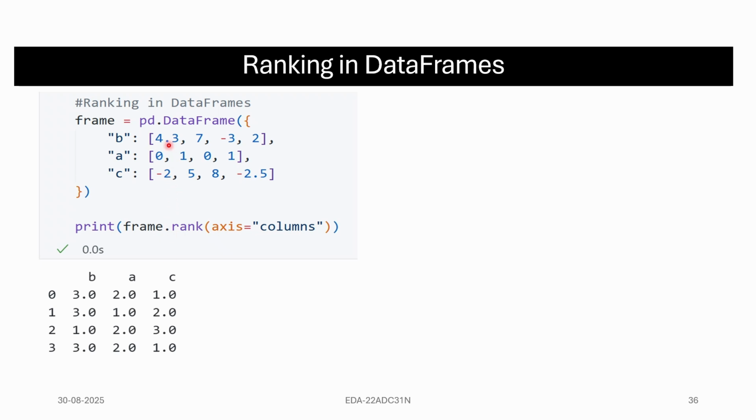If you look at the first row of elements at the index 0, we have 4.3 for column B, 0 for column A and -2 for column C. Since -2 is the least, it is given the first rank, then 0 is given the second rank and 4.3 is given the third rank. Try to write the data frame and observe the ranks for the subsequent rows. In the second row we have the elements 7, 1, 5. Since 1 has the least value, it is given the rank 1, then 5 is given the second rank and 7 is given the third rank, and so on and so forth.